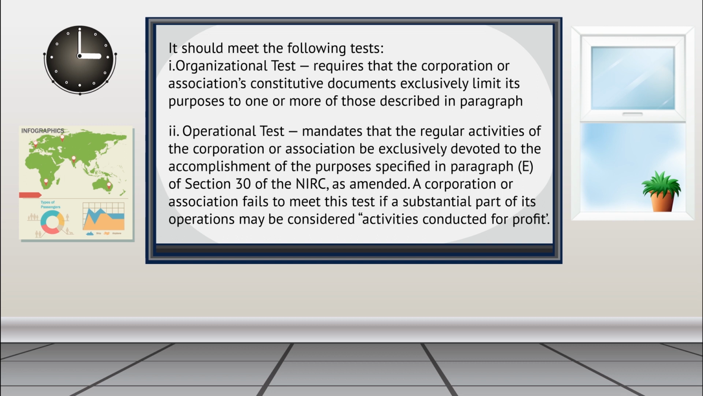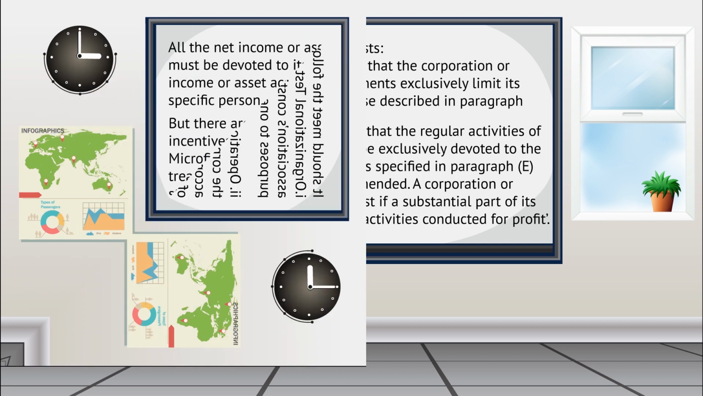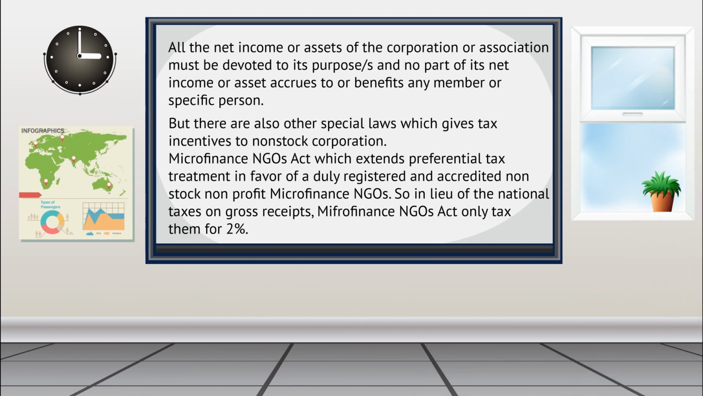The organizational test requires that the corporation or association's constitutive documents exclusively limit its purposes to one or more of those described in paragraph E. The operational test mandates that the regular activities of the corporation or association be exclusively devoted to the accomplishment of the purposes specified in paragraph E of Section 30 of the NIRC, as amended. A corporation or association fails to meet this test if it fails to comply with the following: all the net income or assets of the corporation or association must be devoted to its purpose, and no part of its net income or assets accrues to or benefits any member or specific person.